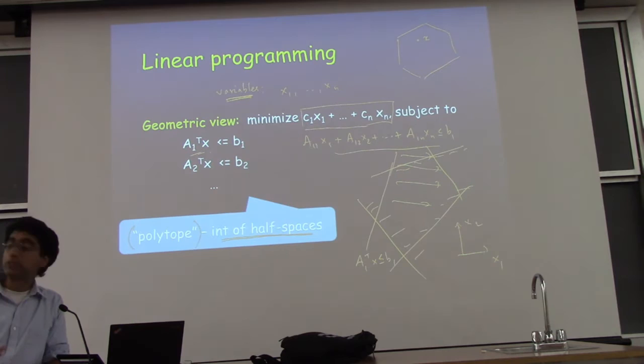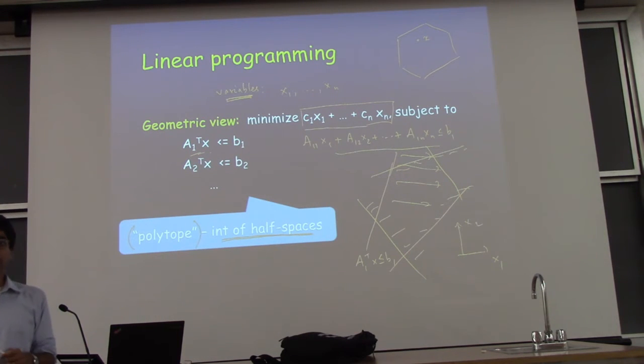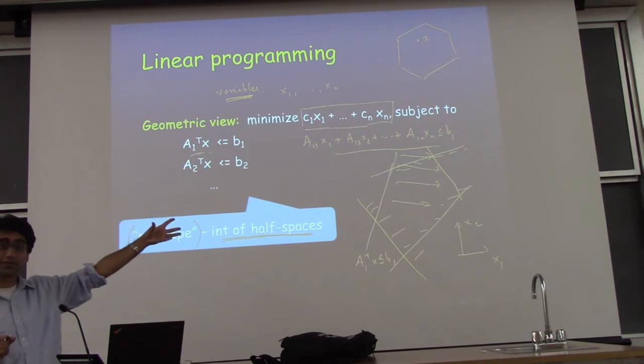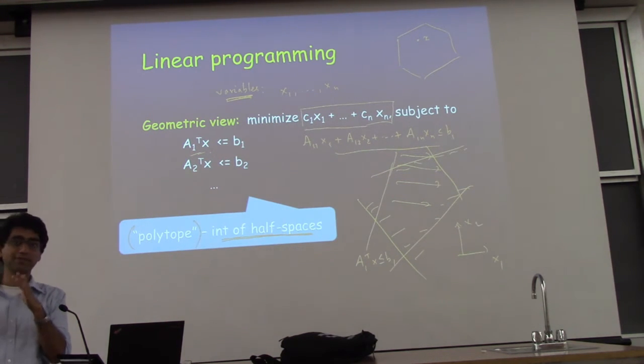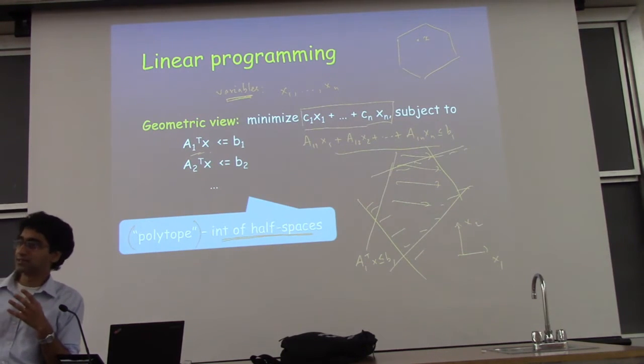So let's do a 2D example first, so that all of you are clear with what a polytope is. Any questions about this general definition in high dimension? In high dimensions, don't try to visualize it, just think of it as an intersection of half spaces. That's about the best description one can give.